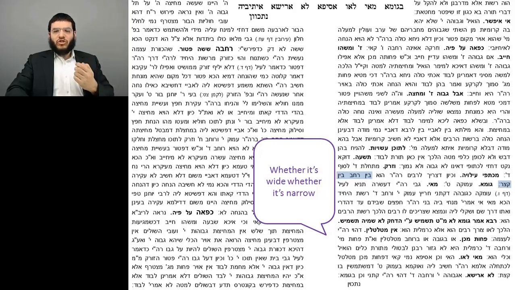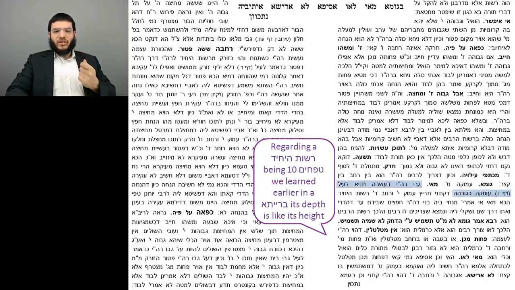The Gemara then asked a question: Guma, a pit, a muka tes, which is 9 Tfachim deep, what's the din? What about a pit that's 9 Tfachim deep? So Rashi explains the question: regarding Rishus HaYachid being 10 Tfachim high, Tanya le'el, we learned earlier in a Brisa, its depth is like its height. Just like if it's 10 Tfachim high, it's a Rishus HaYachid, also if it's 10 Tfachim deep, it's a Rishus HaYachid.